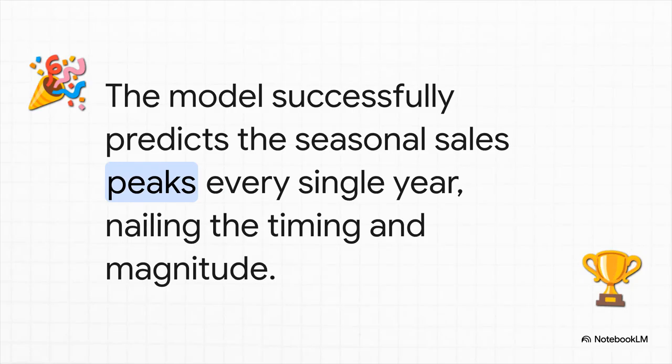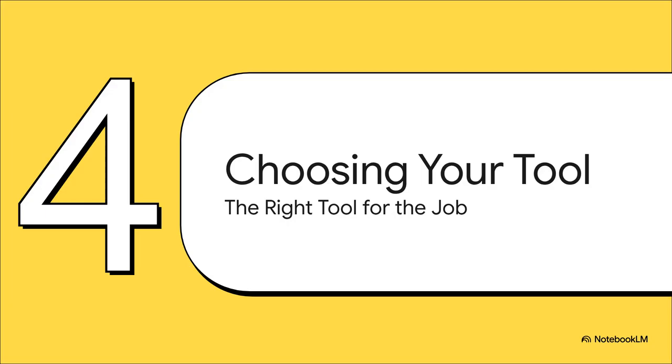And the result is a model that absolutely nails it. It successfully predicts those big seasonal sales peaks every single year. By combining a stable trend with a super responsive seasonal part, the model can accurately forecast both when those spikes will happen and how big they'll be. It's pretty amazing.